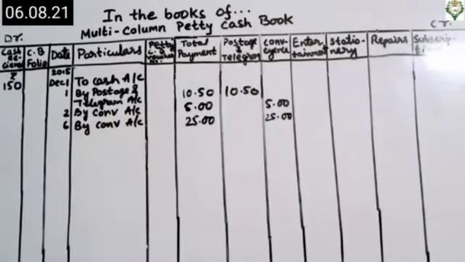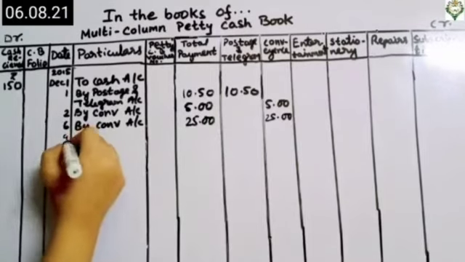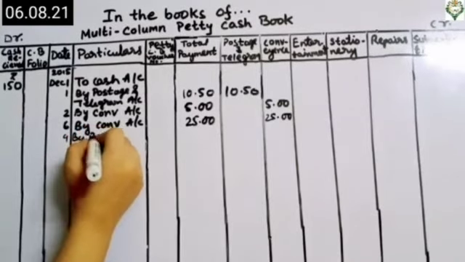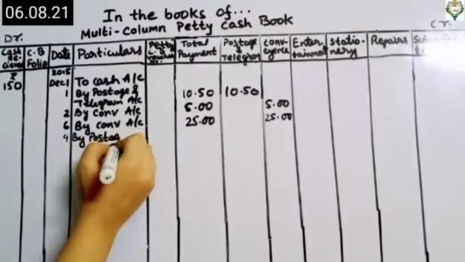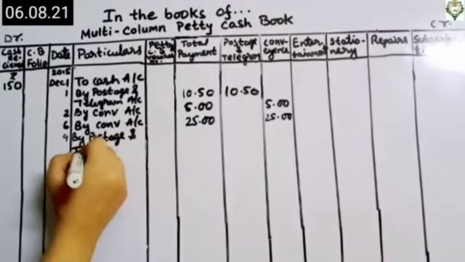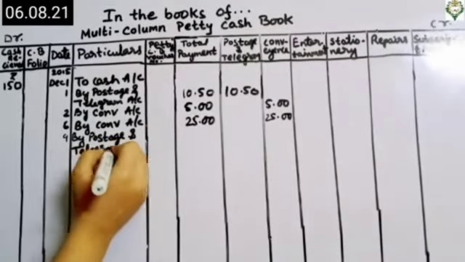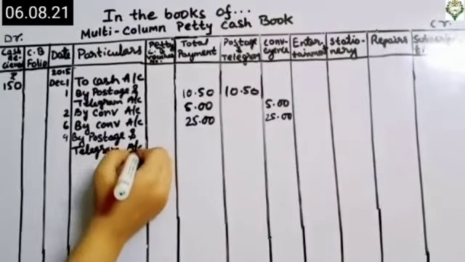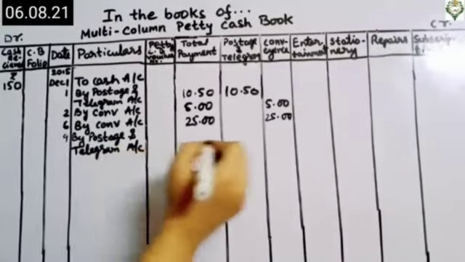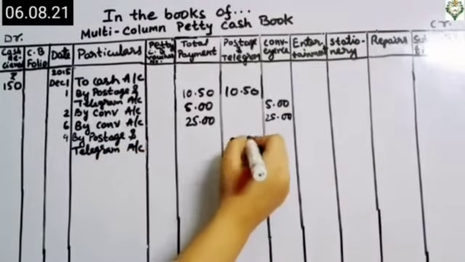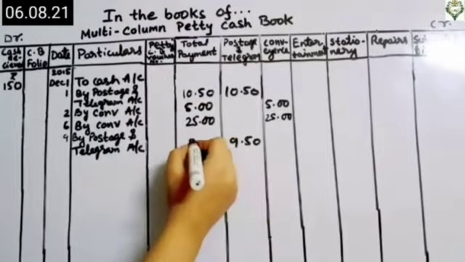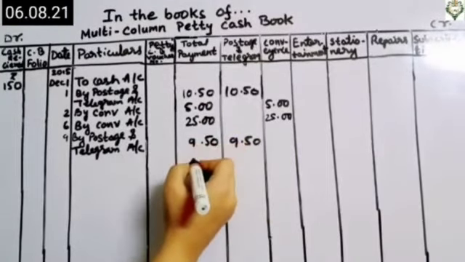Next transaction is on 9, telegram expenses to Patna branch. So we will record as by postage and telegram account, and the amount is 9.50. So we will record here 9.50, and in the total column also we have to record 9.50.